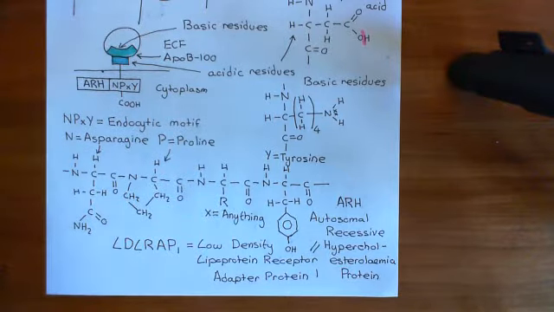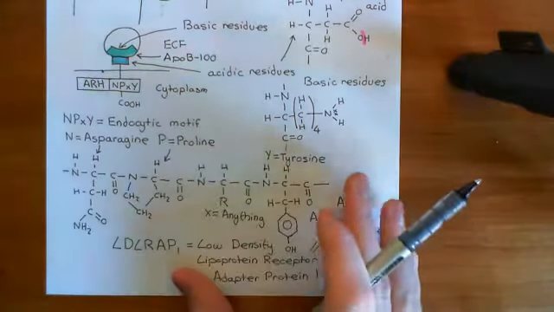Now, the ARH is truly an adapter protein because it will bind to the receptor, and then it's also going to bind to clathrin, and clathrin is going to be responsible for endocytosing this vesicle. So let me now discuss clathrin with you. I'll get a new piece of paper, and then we'll discuss clathrin, then we'll get to the endocytosis.